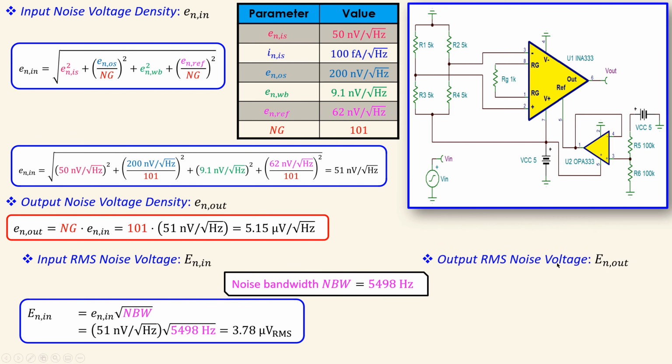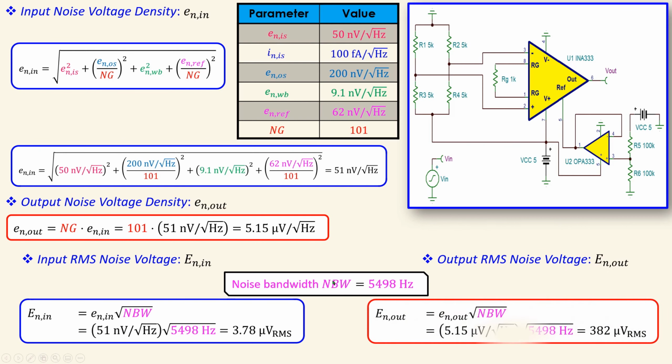Now again, for the output RMS noise voltage in a similar form, you will use this, multiply it by the noise bandwidth, and you will get 382 microvolts RMS. You can also do the following: take this value and multiply it by 101, and you also get that value. So that's also possible. Okay, now we have the required values for this example. Now we will of course check that also in simulation.